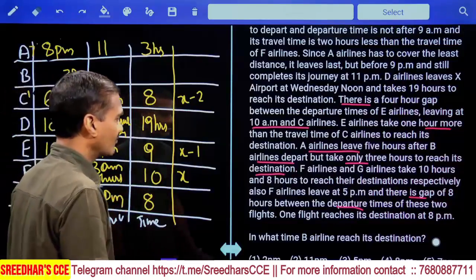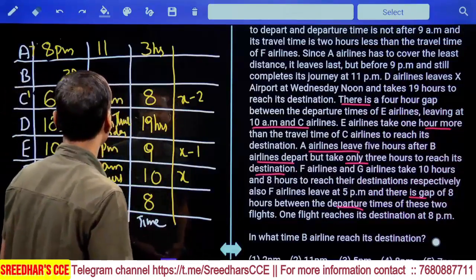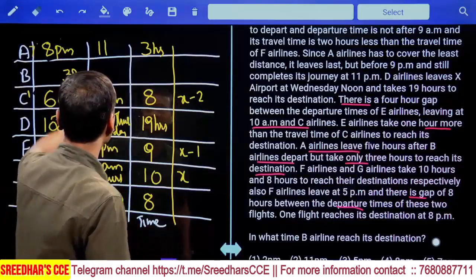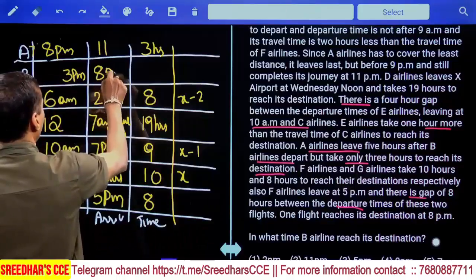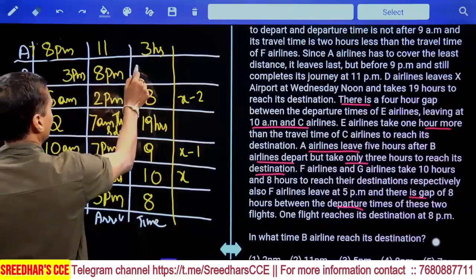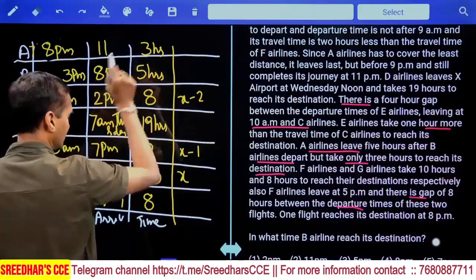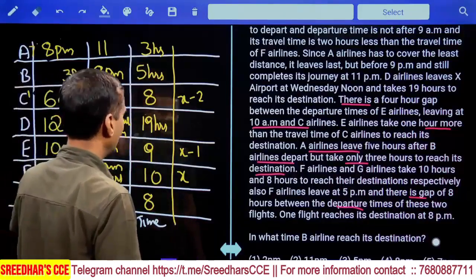Next one, flight reaches its destination at 8 p.m. One of the flights reaches its destination at 8 p.m. అంటే ఇంకెక్కడ 8 p.m. లేదు, this has to reach by 8 p.m. If it reaches at 8 p.m., what is the time it is taking? 5 hours is the time it is taking. Clear now? This is the final arrangement over here.